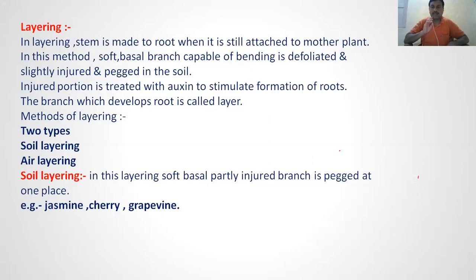Then, the methods of layering. There are two types of layering. First is soil layering and second is air layering. Soil layering is the common method. In this layering, a soft basal, partially injured branch is pegged at one place. Examples are jasmine, cherry, and grapevines, which also use this technique.